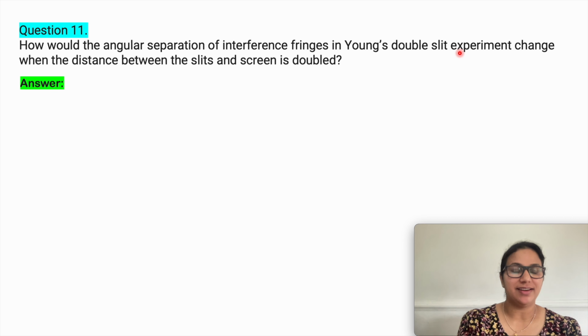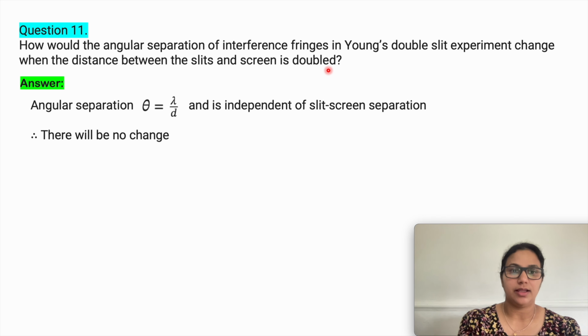Question number 11. How would the angular separation of interference fringes in Young's double slit experiment change when the distance between the slits and the screen is doubled? Here the angular separation θ is equal to λ by d, and it is independent of the slit-screen separation, so it will remain unchanged, or there will not be any change.